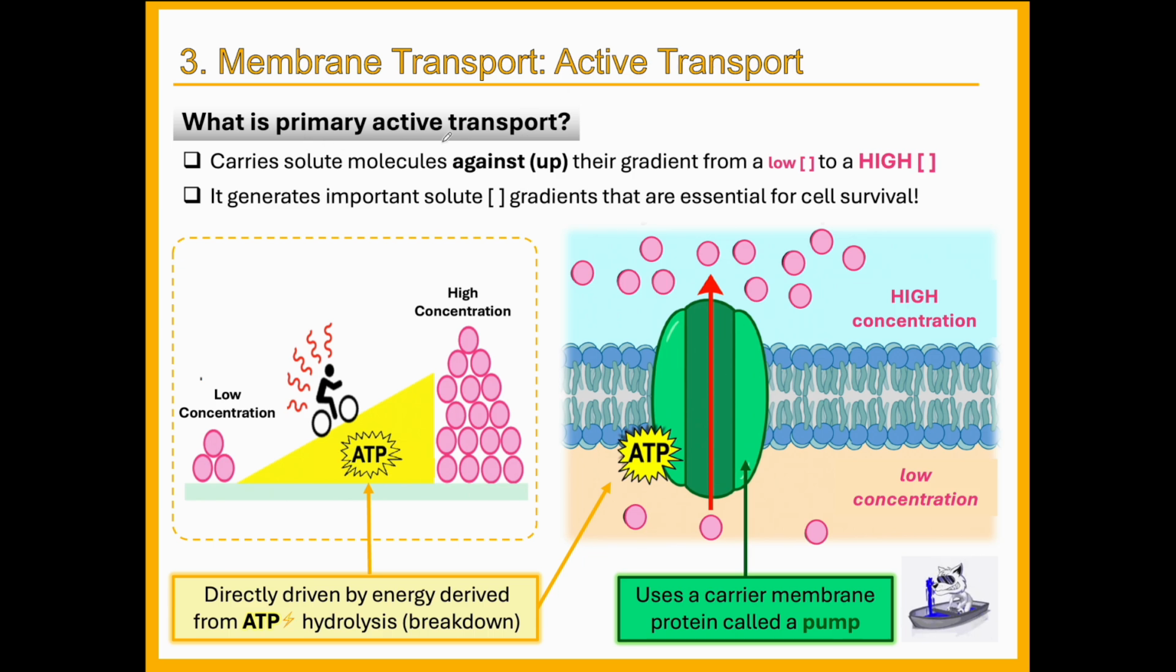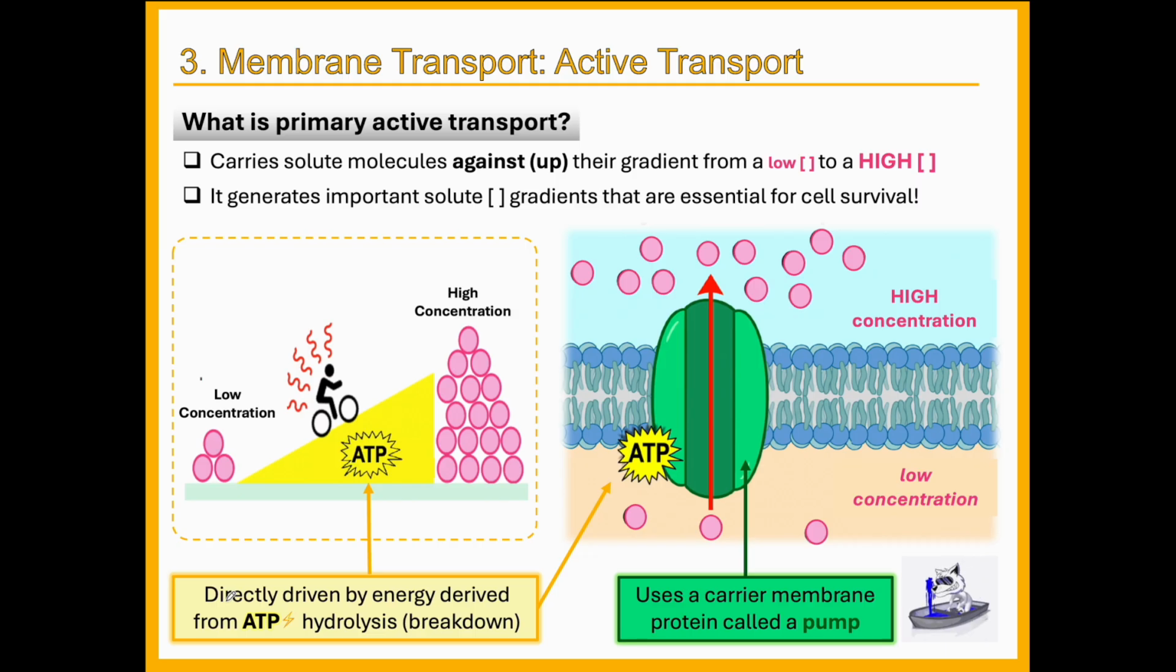So what is primary active transport? It carries solute molecules against or up their gradient from low to high. So we're going from this low concentration to high. Look at this transporter. Low to high. We're shoving it across into the house party where it doesn't want to be, right? It generates important solute concentration gradients that are going to be essential for cell survival. We'll see why is it that it's doing this? Why is it shoving things where they don't want to be? There's a very important reason, and we'll see it in a minute, okay?